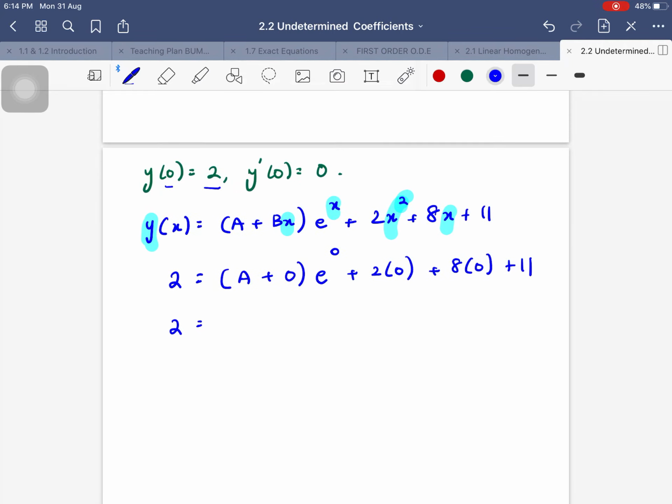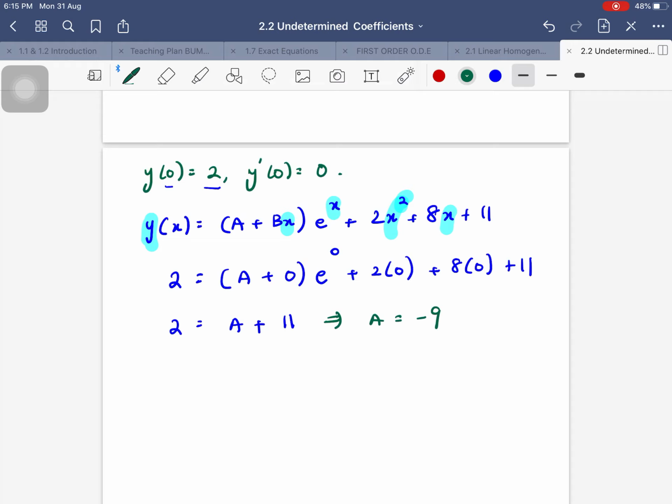So I will get 2 equals, since e^0 is 1, a plus 11. And straight away here we can tell what my a value is going to be. My a value is going to equal 2 minus 11. So that is going to equal negative 9. So that will be the first constant.